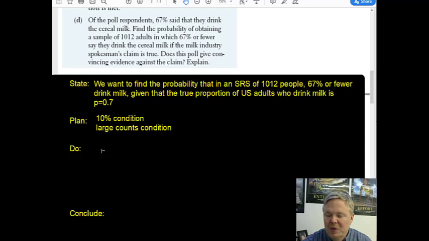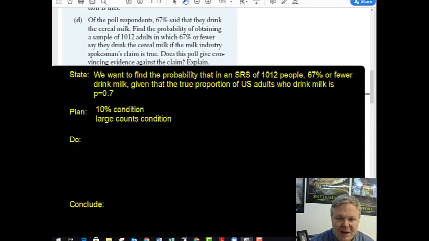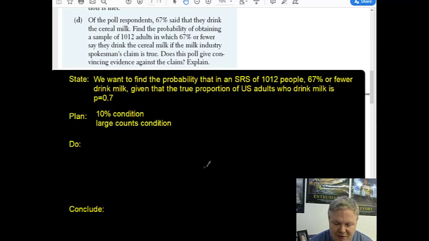All right, so the do step is where we actually calculate and draw. You aren't going to have to draw on the AP, but you do need to make sure you understand what that looks like. So let's draw what this probability looks like. It's going to be a normal bell curve.